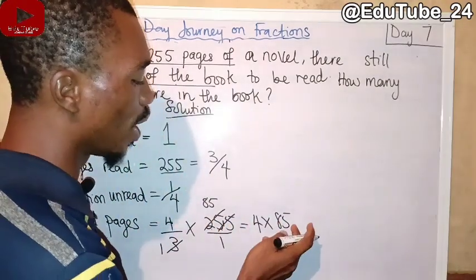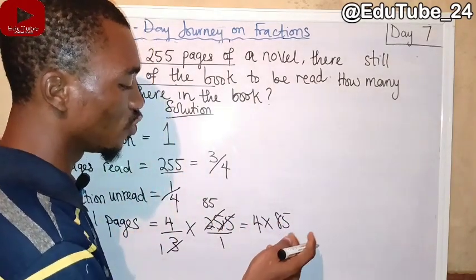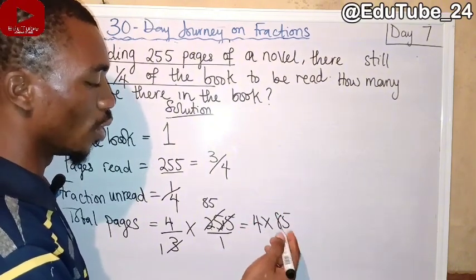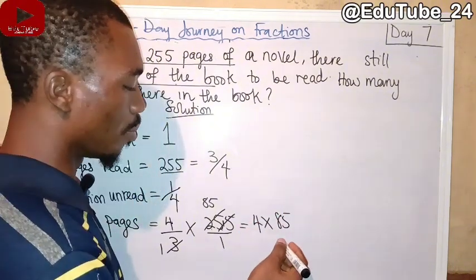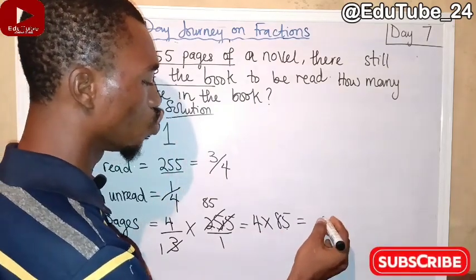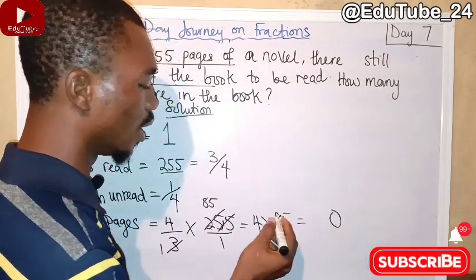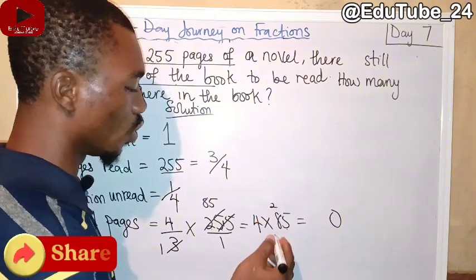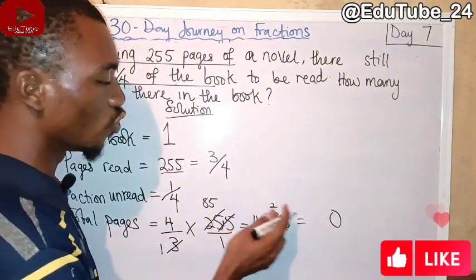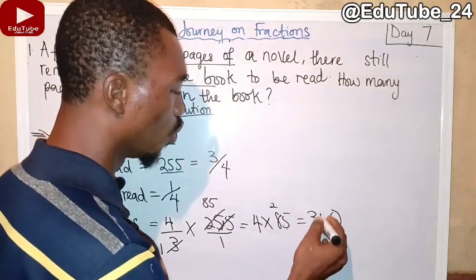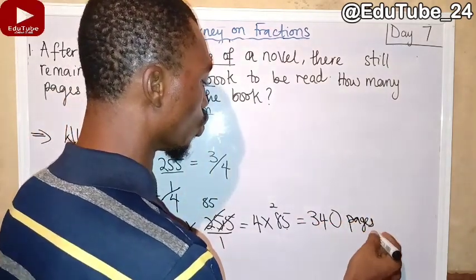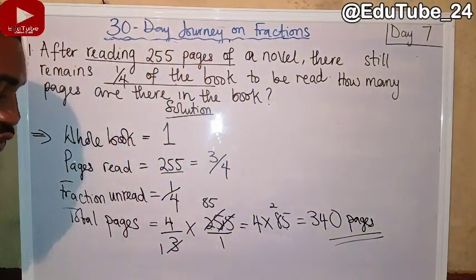So multiplying 4 by 85. Now I won't advise you use your calculator, but if you can calculate this mentally, you could as well employ doing it manually, which is 4 times 5, and that will give you 20. So you put 0 at the end, and then you imagine that you've raised 2 here, and then 4 times 8, and that will give you 32. So 32 plus 2, and that will give you what? 34. So there are 340 pages in the book, and that is that about question number 1.